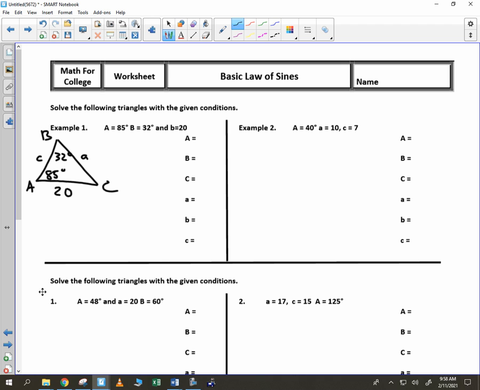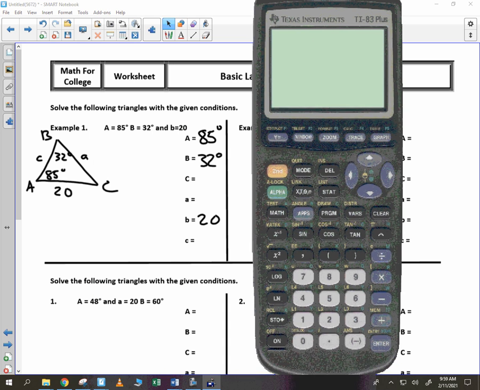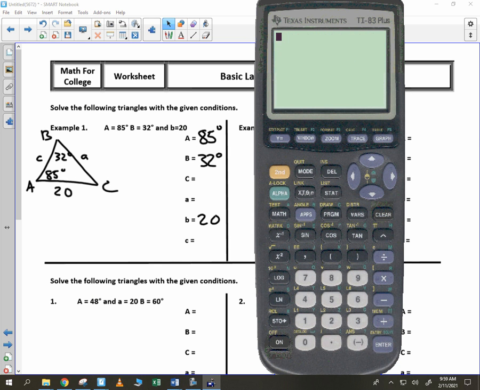I have 6 pieces I need to find. How many of them are given to me? There are 3. Angle A is 85 degrees. Angle B is 32 degrees. And side B is 20. I now need to figure out the other 3. What is the easiest one to figure out up here? Angle C, because all the angles add to 180 degrees. So I go ahead, take out my handy dandy calculator, and take 180. I subtract off 85, and I subtract off 32. And I get 63 degrees.